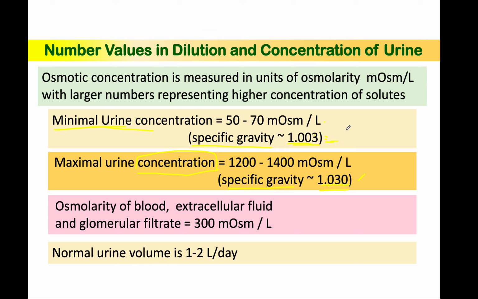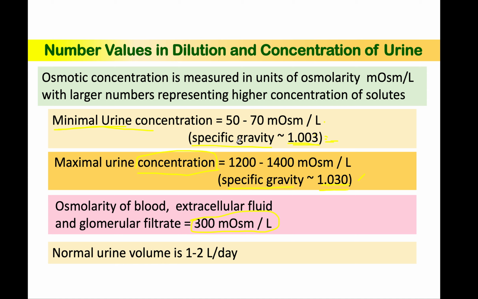So let's put things into perspective here: the osmolarity of blood, which is very important for the cells to function normally, is 300 milliosmoles per liter.